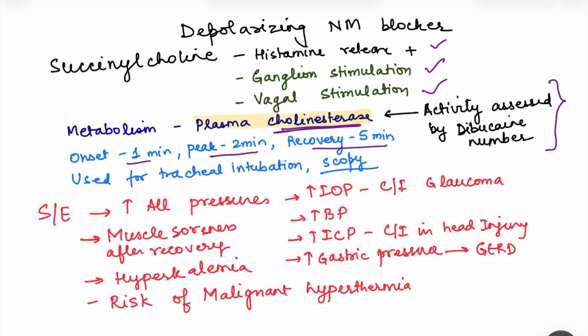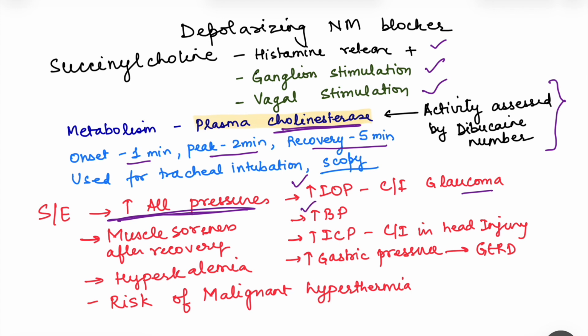And because of this small duration of action, succinylcholine is used for small procedures like tracheal intubation, various scopies like esophagoscopy, bronchoscopy. So for all these small procedures, this succinylcholine is used. What are the side effects? Side effects is that succinylcholine increases all pressures. That means it increases intraocular pressure. So that is why it is contraindicated in glaucoma.